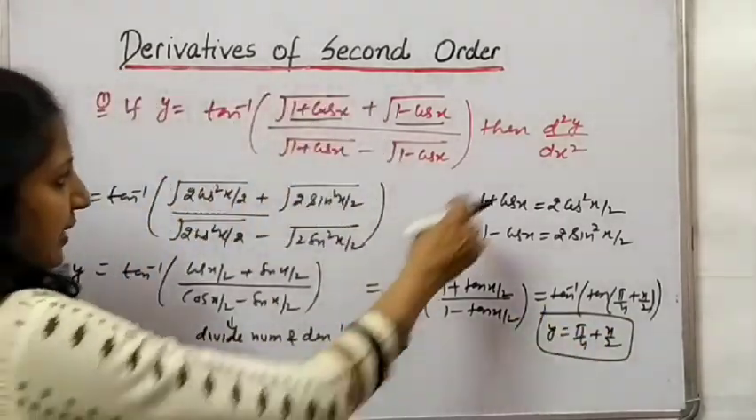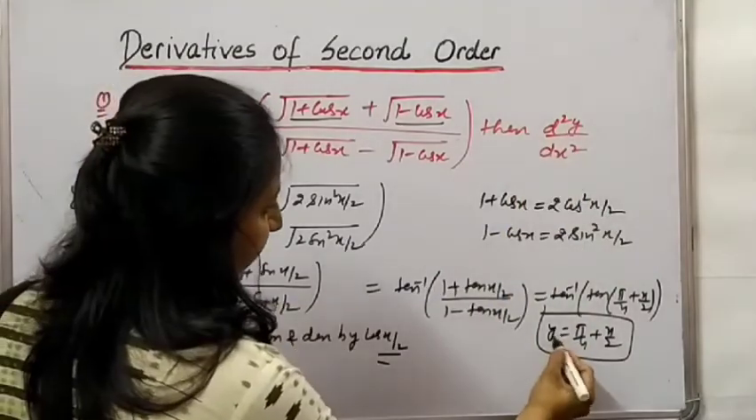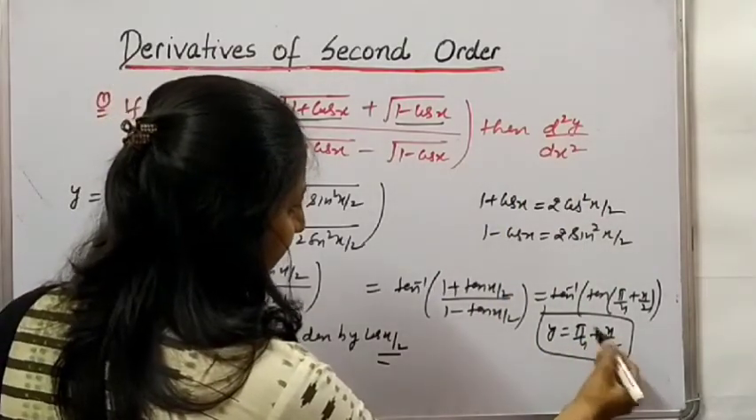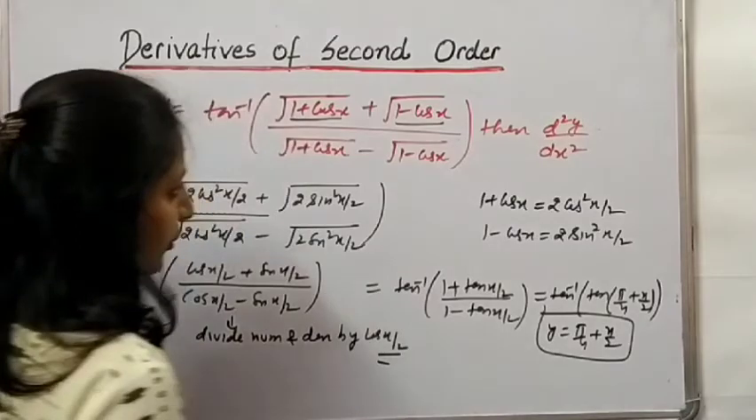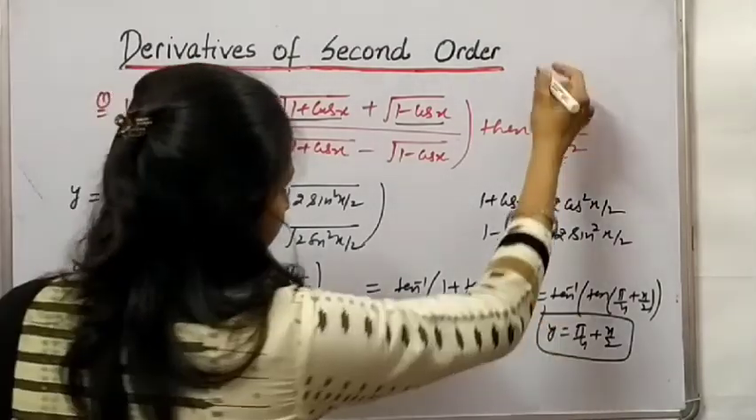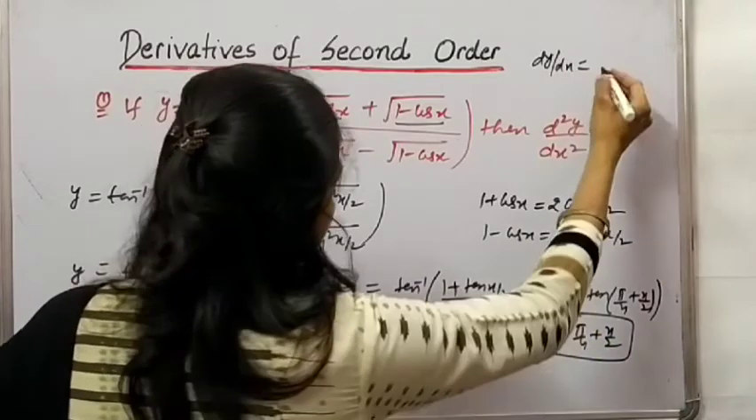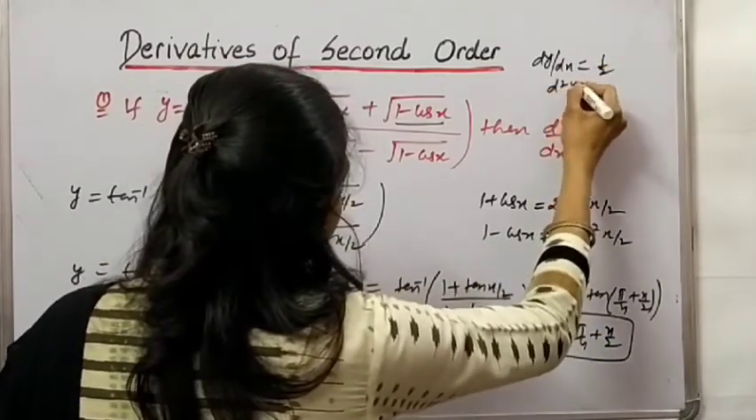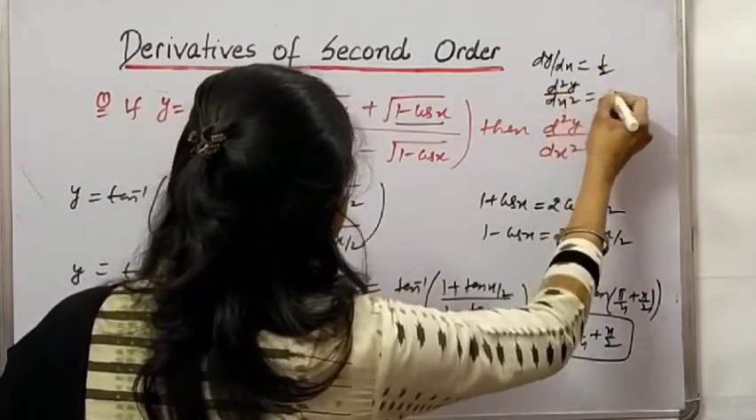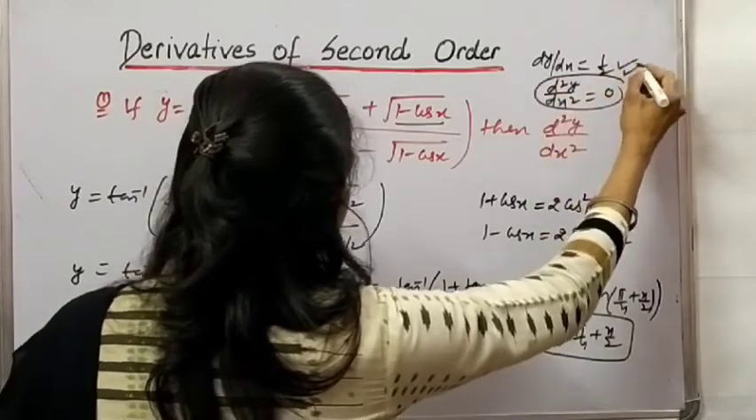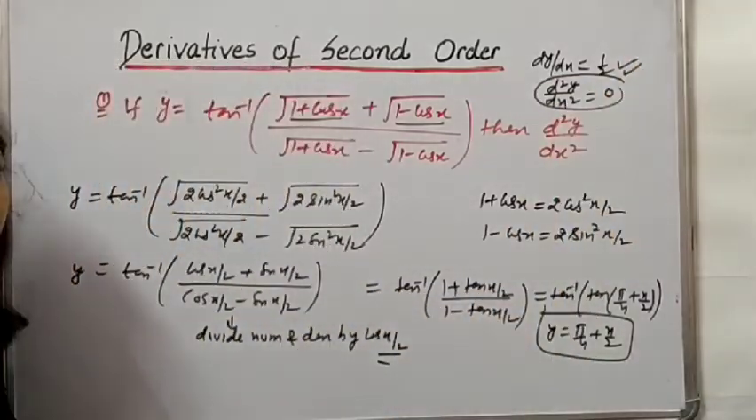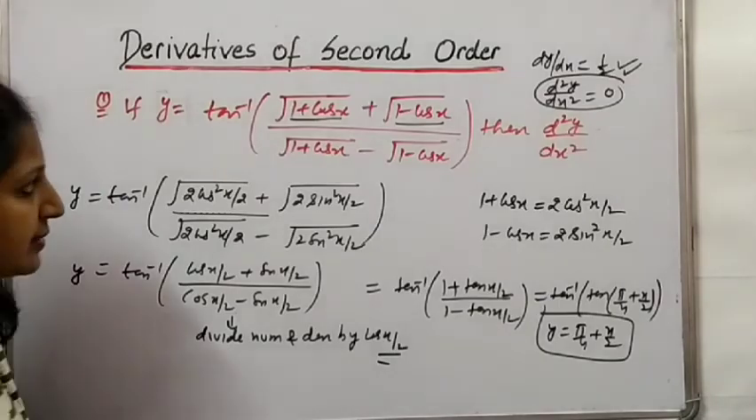And students, we have to find the second order derivative. So its first order derivative will be, the derivative of pi by 4 is 0 and of x by 2 is 1 by 2. So dy by dx will be equal to 1 by 2, and further if you differentiate it, d2y upon dx square will be 0 because the derivative of a constant with respect to x is 0, right? So students, it's very simple.